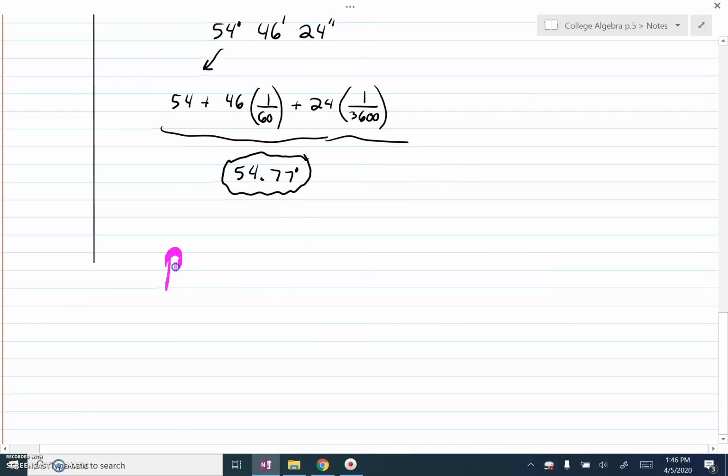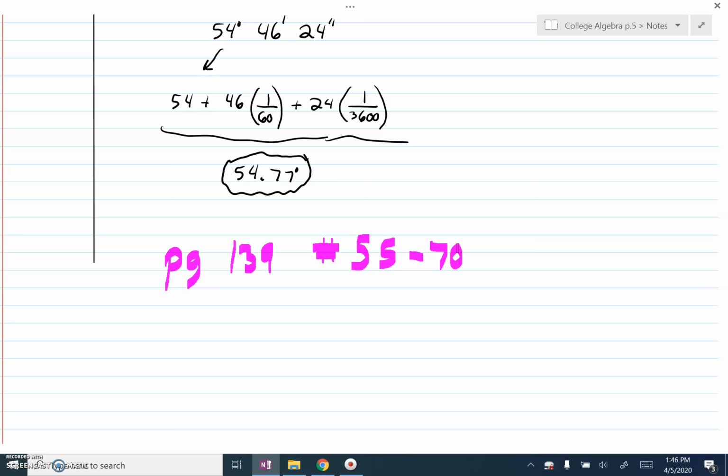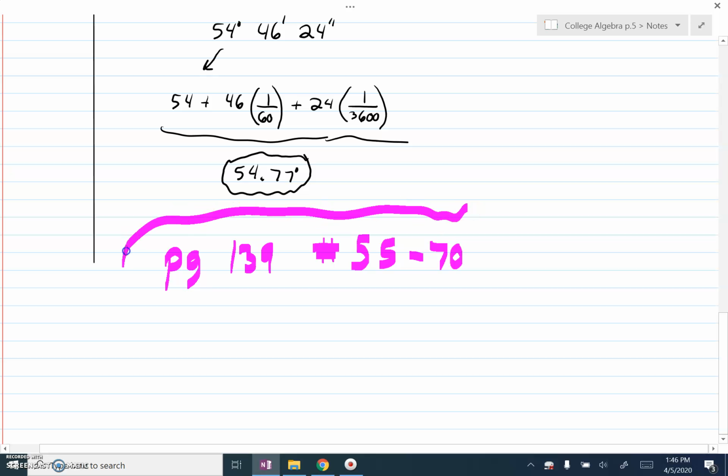Your work for today is all conversion stuff. Again, I'll give you the page on Google Classroom, but the problems are 55 through 70 on page 139. And all you're doing is converting, the first ones are converting from degrees to radians, and the next ones are converting from radians to degrees. Okay, if you have questions, let me know.